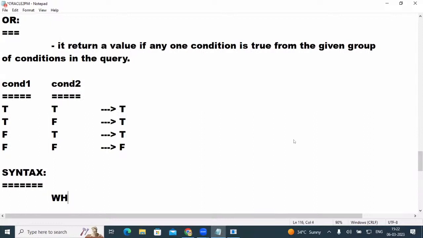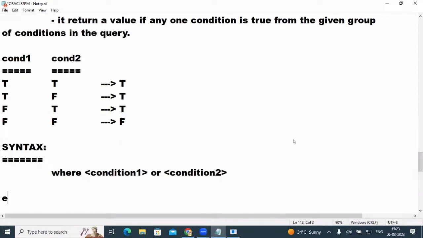So what is the syntax here? WHERE condition number 1 OR condition number 2. Okay. Now come out and see an example on this.